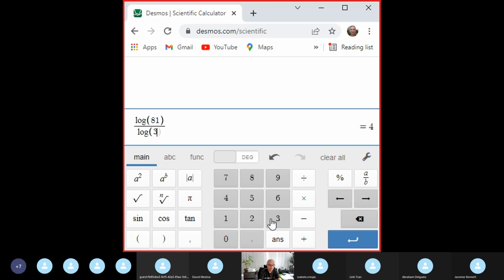Any question? So let's move on now to the solutions of the complicated exponential equations, where using a calculator is mandatory. Okay.